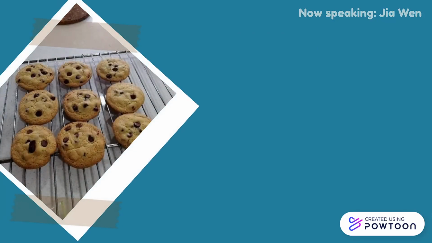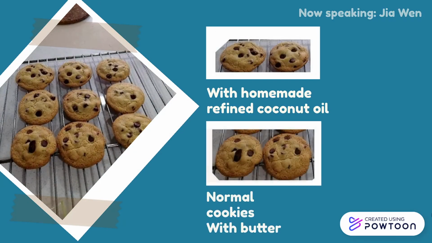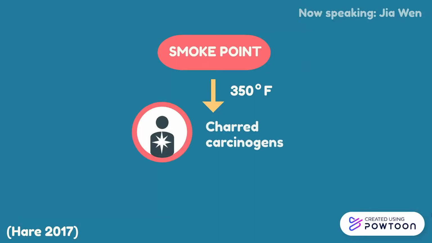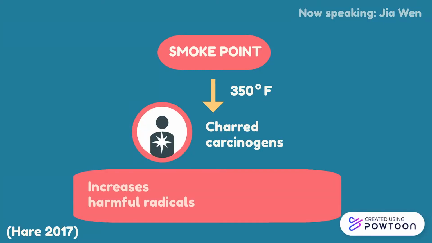Looking at the cookies made from the homemade refined coconut oil, the color of the cookies looks paler when compared to the cookies that were baked using butter. This may be due to the change in color where coconut oil was initially white in color. Furthermore, coconut oil has a smoke point of 350 degrees Fahrenheit. If the temperature is too high, it will burn and emit blackened, charred carcinogens. These carcinogens can increase the activity of free radicals in our body once ingested, which will increase the risk of cancer development.